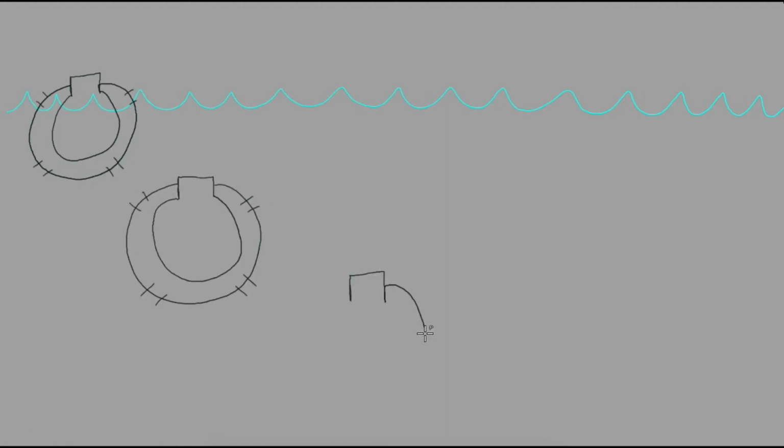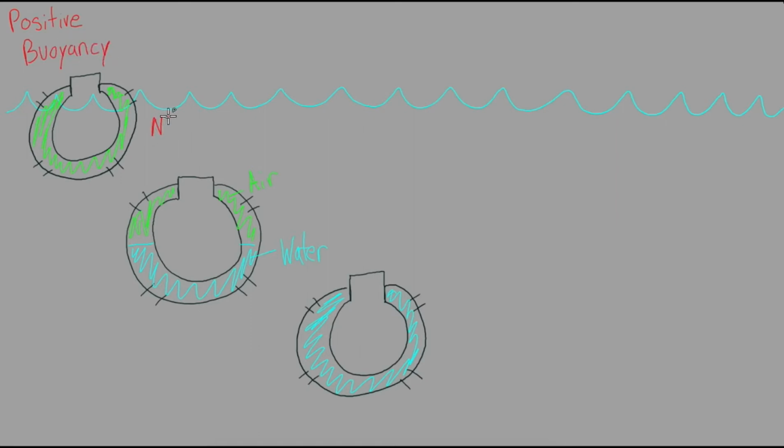This interaction leads to 3 types of buoyancies. When the buoyancy force is greater than the force due to gravity, the submarine experiences positive buoyancy, or floating. When the forces are equal, the submarine experiences neutral buoyancy and stays at the same depth. And finally, when the buoyancy force is less than the force due to gravity, it experiences negative buoyancy, or sinking.